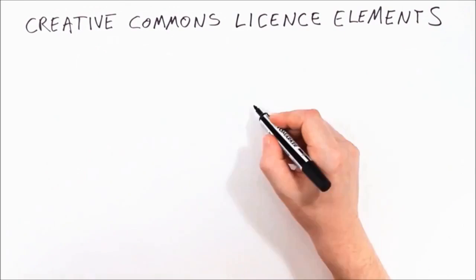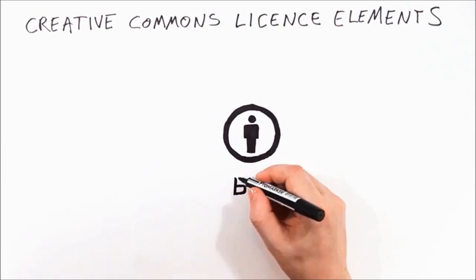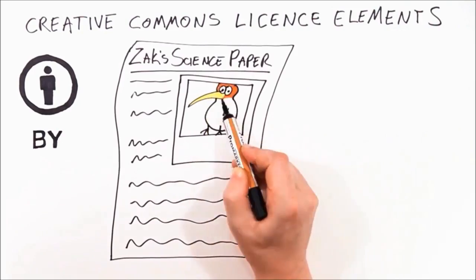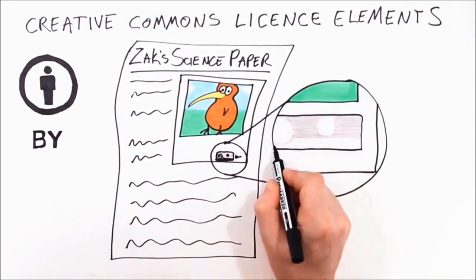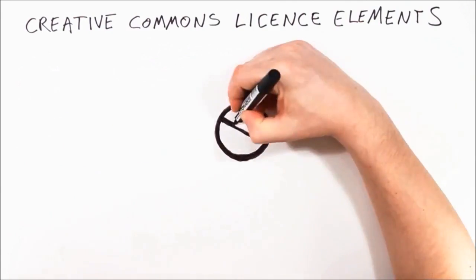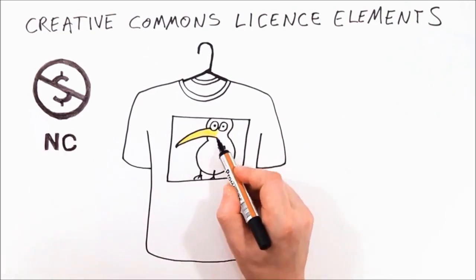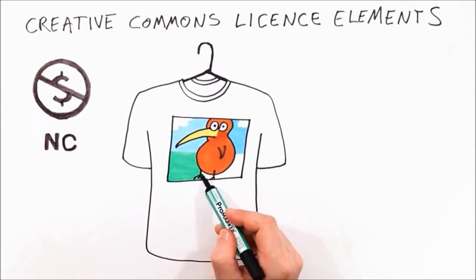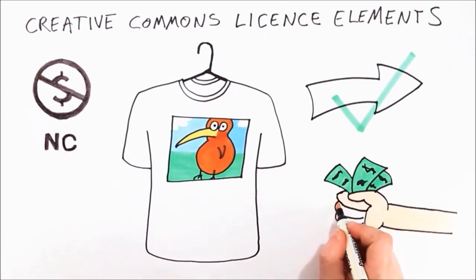Creative Commons licenses are made up of license elements. You can think of them as rules, and each have their own special symbol. This is attribution. It means that Zach must acknowledge Kiri when he publishes his science project containing her photo. This is non-commercial. It means no one else but Kiri is permitted to make money from CC Kiwi. Tim wants to print the photo onto t-shirts and distribute them to friends. He can do this, but he must not sell them.